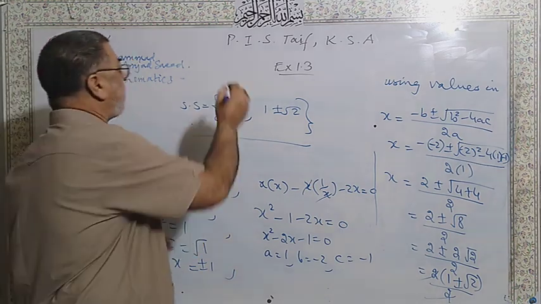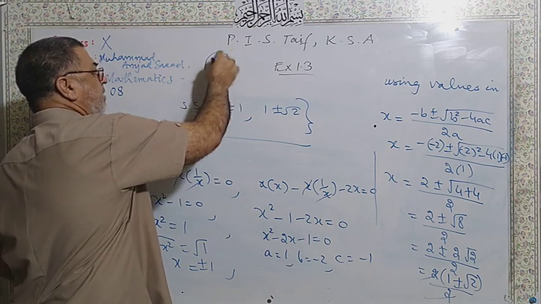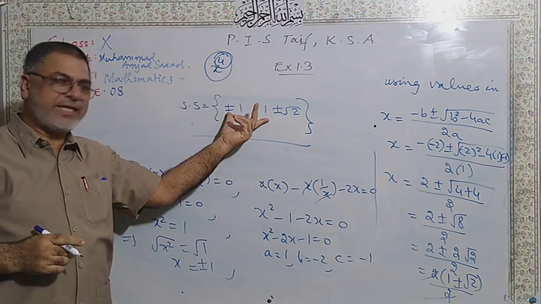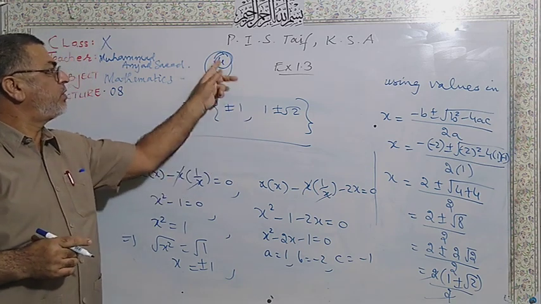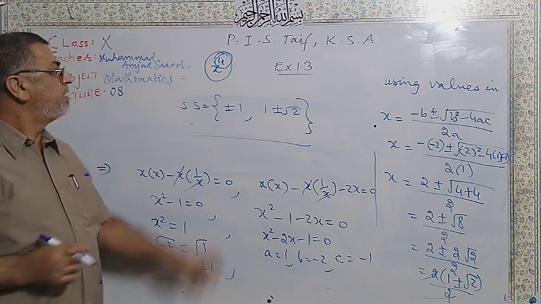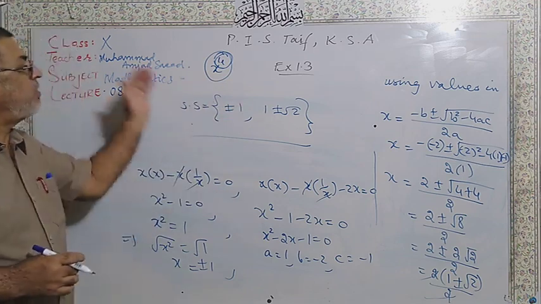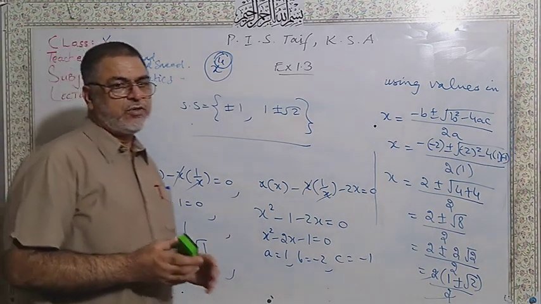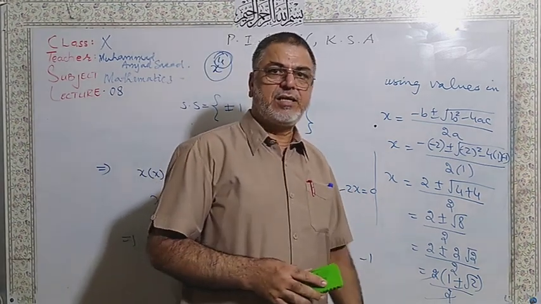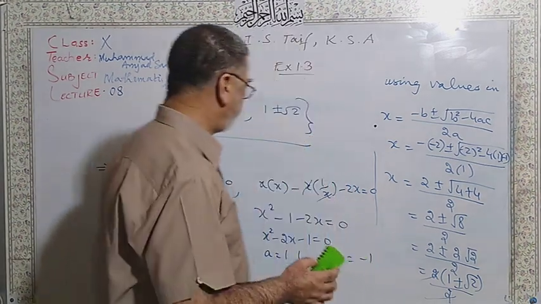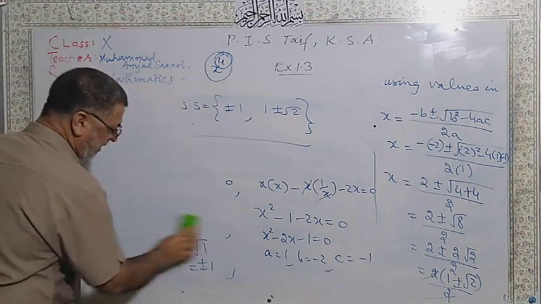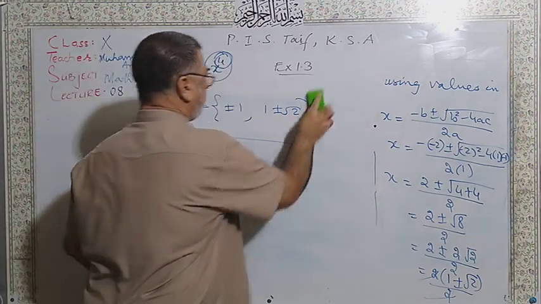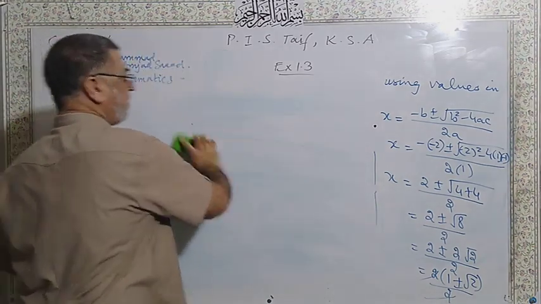And what was the maximum power of your equation? That was x to the 4. So however much the degree is, you will get that same number of values. 4 degree, 4 answers. 2 degree, 2 answers. 1 degree, 1 answer. 3 degree, 3 answers, 3 values of x in fact. So this is the proof that the number of values of the variable will be equal to the degree of the equation. I hope that you understood this one.